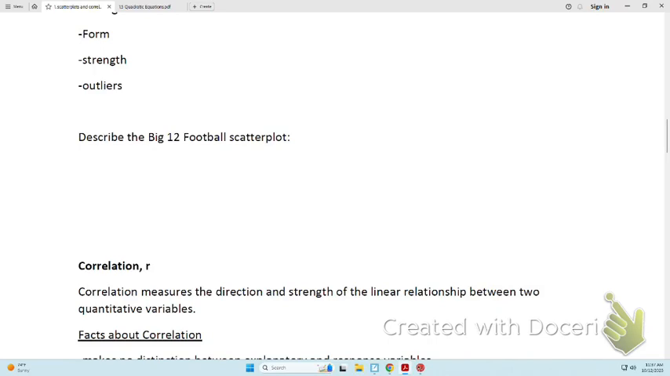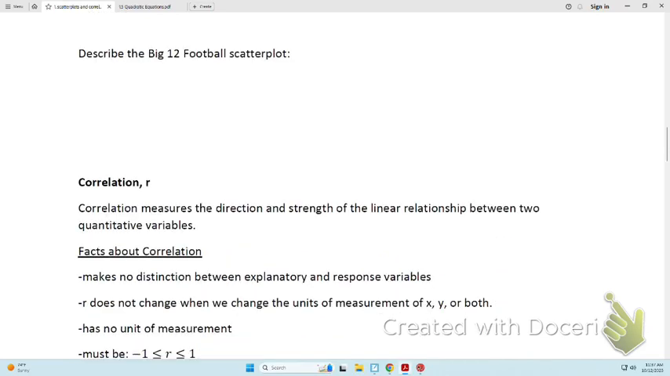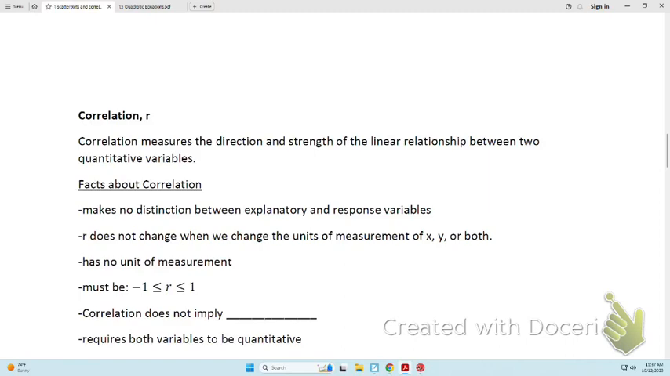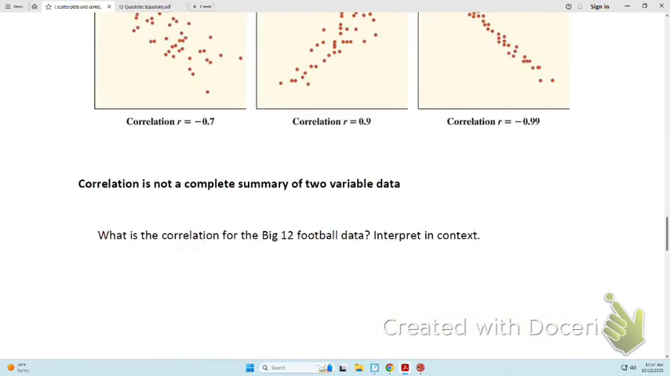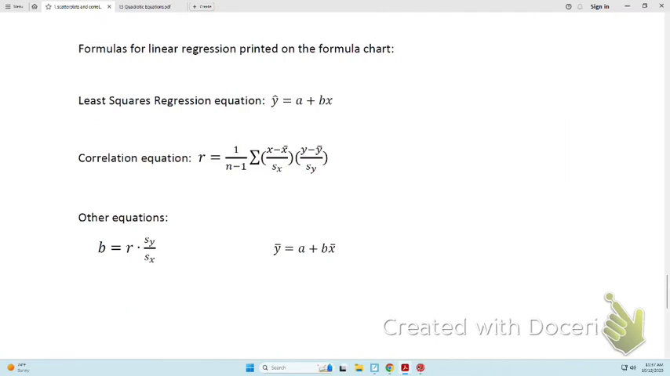All right? Next, let's look at how we can precisely calculate the strength. So that's correlation, and the first step is getting it from the calculator. It's a pretty horrible formula if you do it by hand. There it is. Look at the formula that says R right there. It's not fun to do by hand, but the calculator does it very easily.